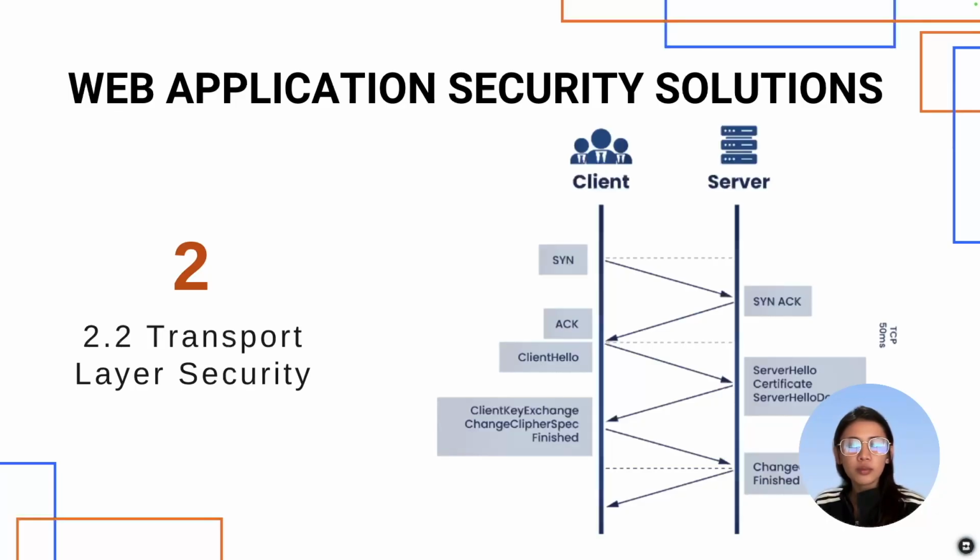Now, for the primary purposes of the Transport Layer Security, first we have encryption. Second, we have the authorization and authentication. Third, we have the data integrity.